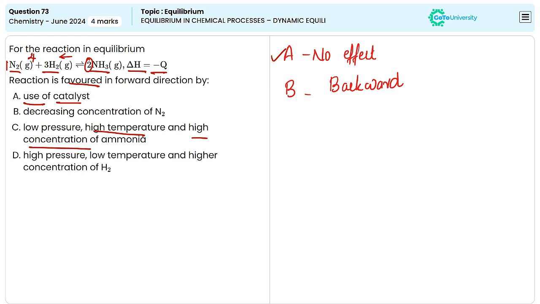And the next one is high concentration of ammonia. When the concentration of ammonia is increasing, to decrease the concentration, the backward reaction will take place. Meaning ammonia will decompose to produce nitrogen and hydrogen. So option C is also incorrect.